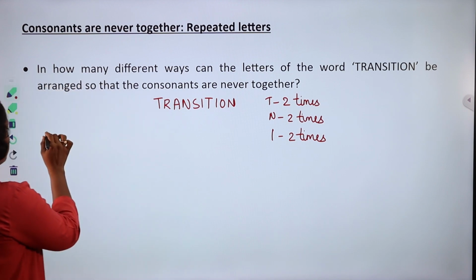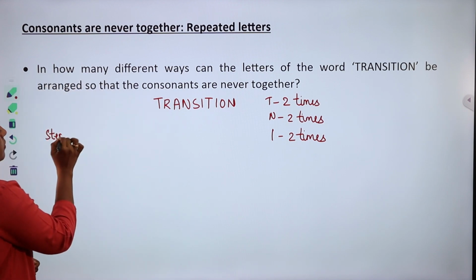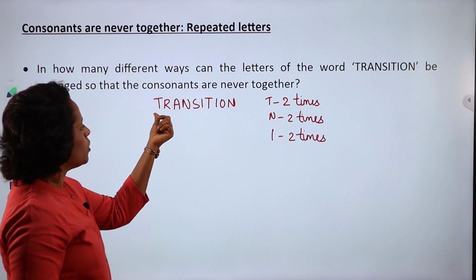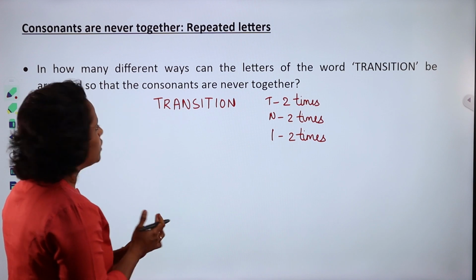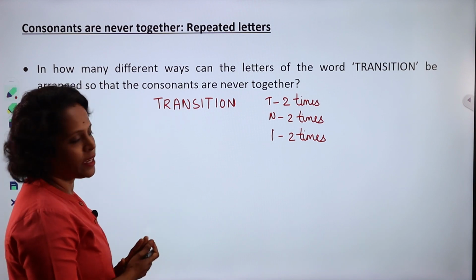Now, step 1. How many letter word is it? 1, 2, 3, 4, 5, 6, 7, 8, 9, 10. 10 letter word. Don't get scared. Same procedure. 3 steps procedure.